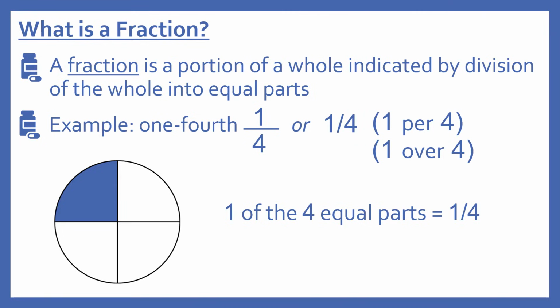So for example, 1/4 can be written as 1/4, and sometimes that will be said as one-fourth, or one over four. So 1/4 means one of 4 equal parts. You can see I have a pie shape here, and we have one of the parts shaded. It's divided into 4 equal parts and we have one part shaded. So one of the 4 equal parts, that would be 1/4.